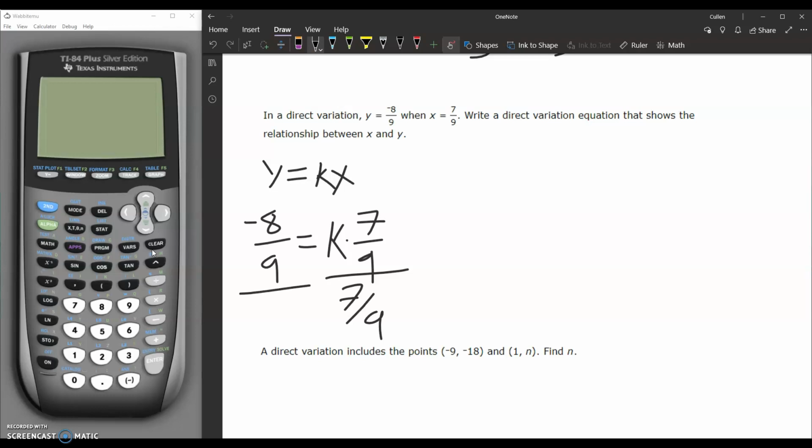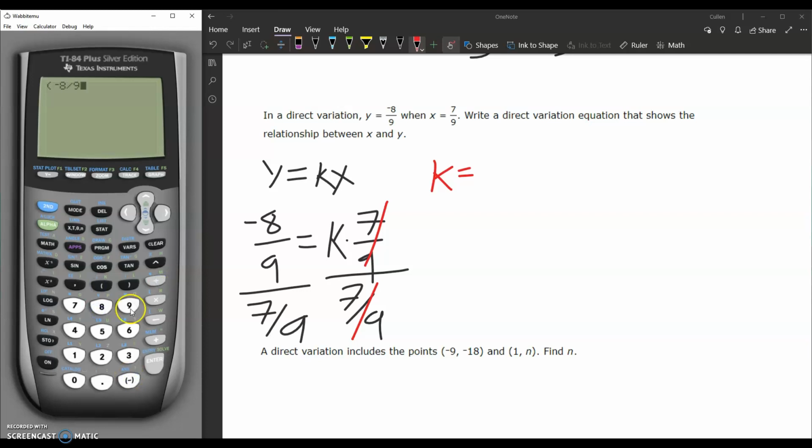And I apologize because I know there's a lot of fractions going on. So on the right side, those cancel out. And then k will equal, if you type this in your calculator, let me put some parentheses up for my fractions. I'm going to do negative 8 over 9.